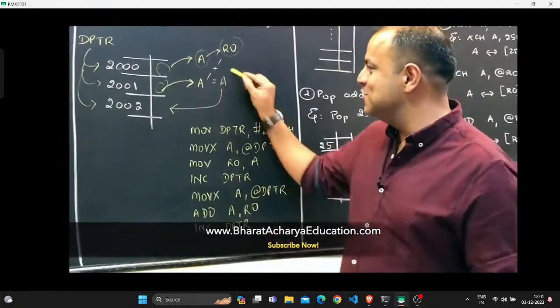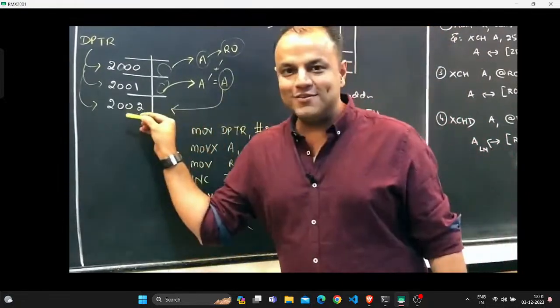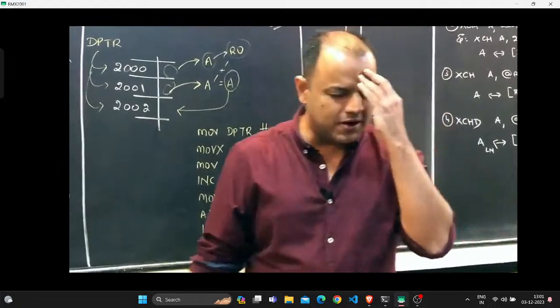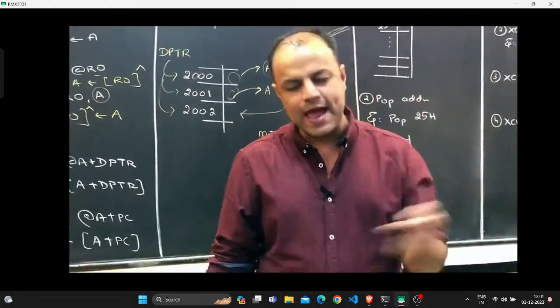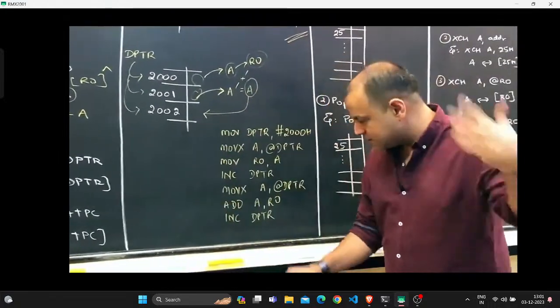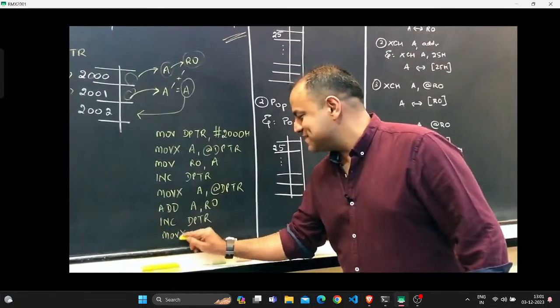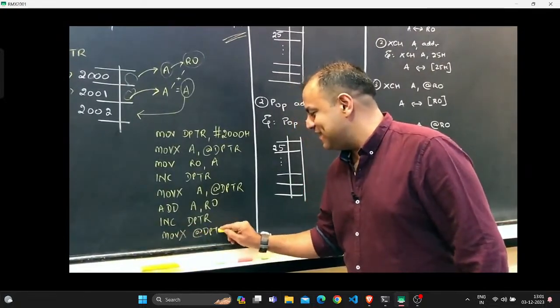Last instruction. Store the value of A at this location pointed by DPTR. Think about it and give me the full instruction. Store the value from A at the location pointed by DPTR. The instruction is MOVX @DPTR, comma A.